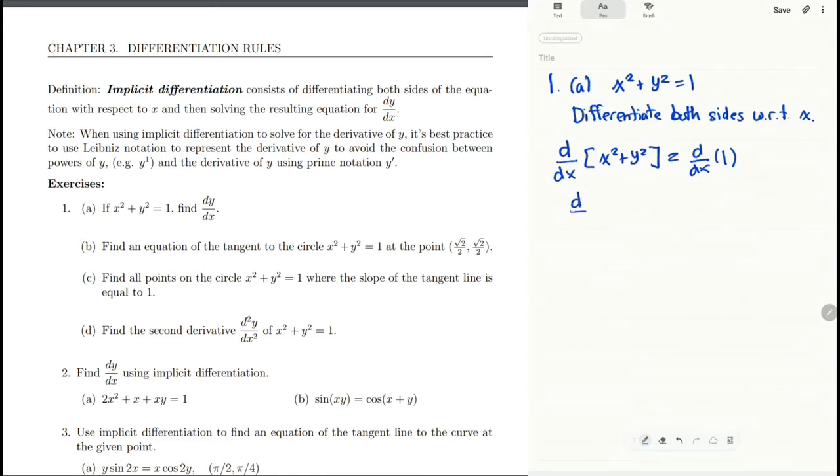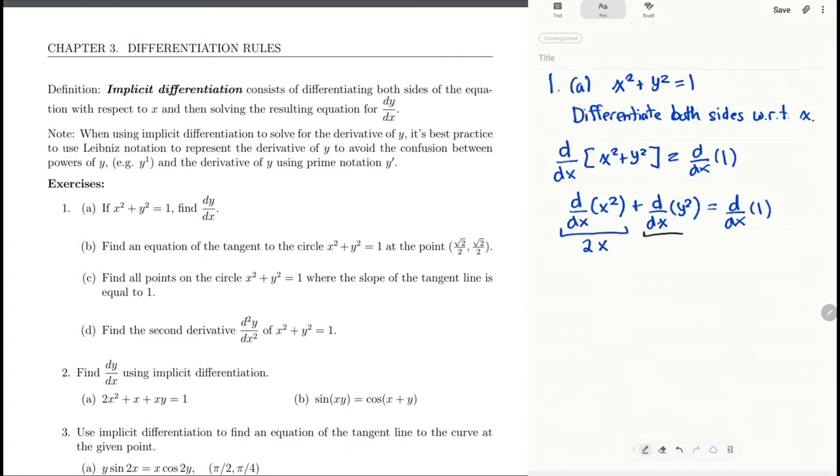Now, using the properties of the derivative, we can differentiate each term separately. So we have the derivative of x squared with respect to x plus the derivative of y squared with respect to x, and this equals the derivative of 1 with respect to x. So now let's calculate each term separately. The derivative of x squared with respect to x, we know by using the power rule, will be equal to 2x.